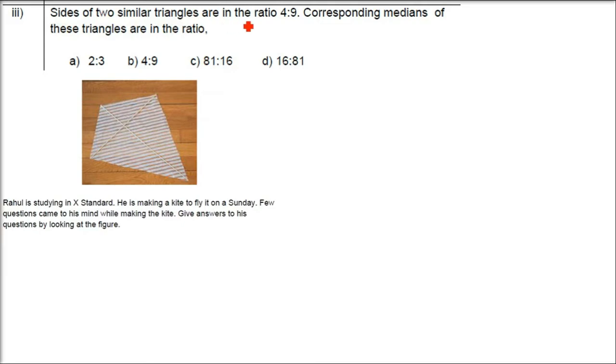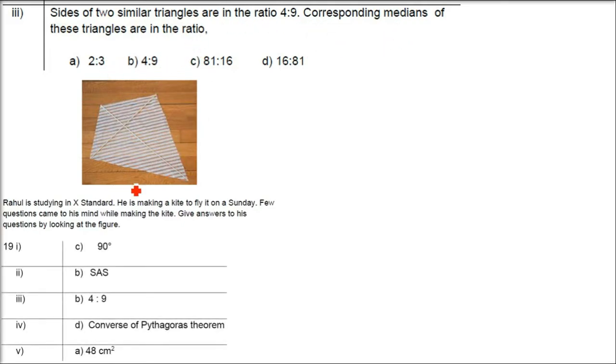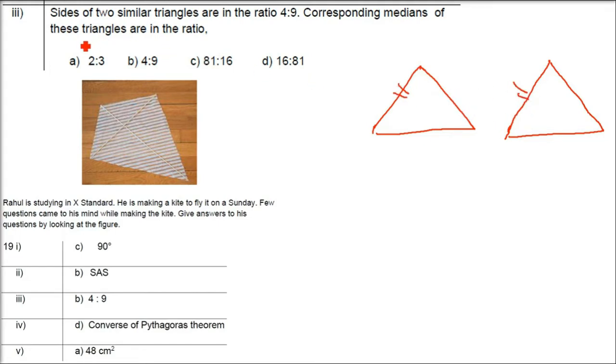Sides of two similar triangles are in the ratio 4:9. The corresponding medians of these triangles are in the ratio? Now we know medians are always in the same ratio as the sides. This we have already seen, right? If we take two triangles, we have already seen the theorem while we were doing the theory, that the ratio of the sides is equal to the ratio of the medians.